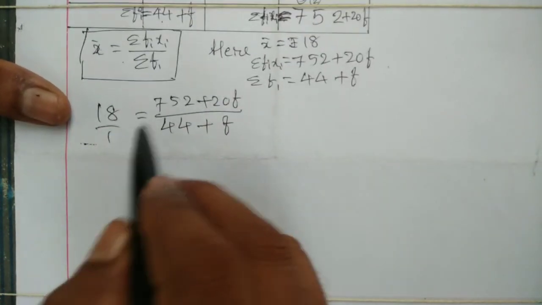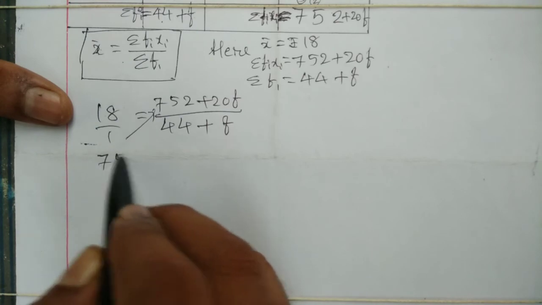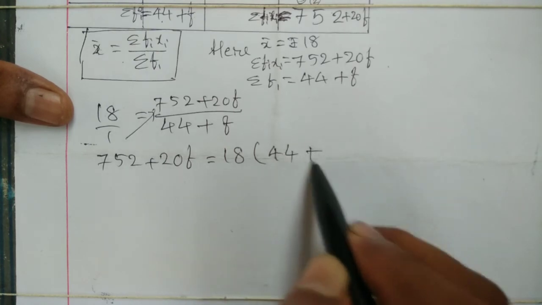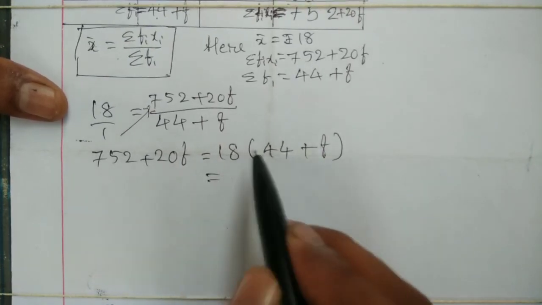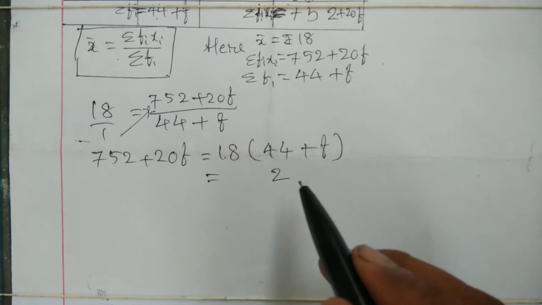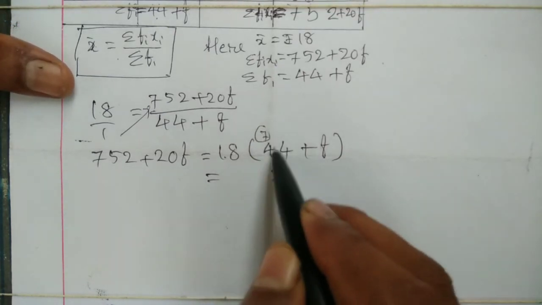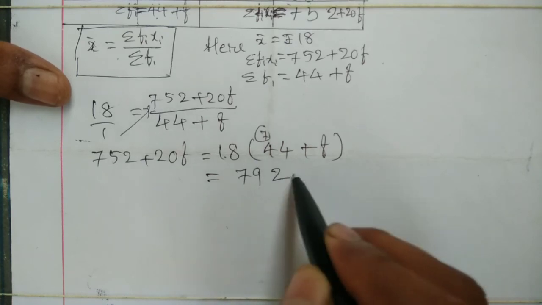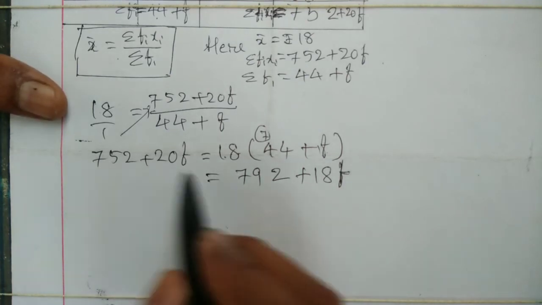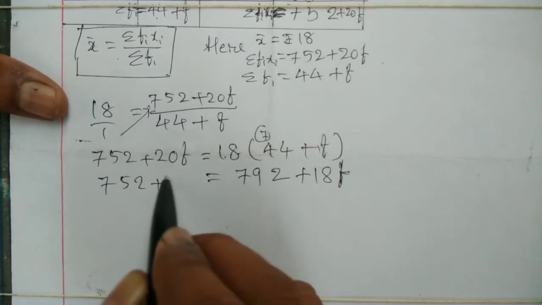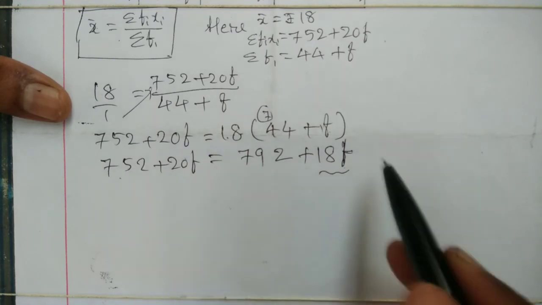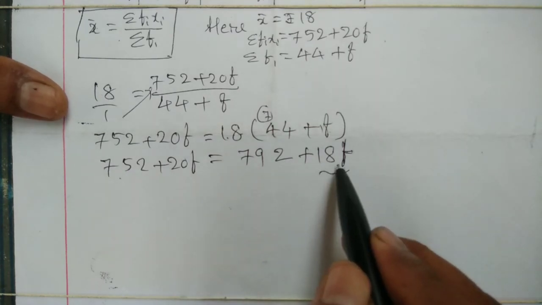Cross multiply. 752 plus 20f is equal to 18 into 44 plus f. 18 4s are 72, 792, plus 18 1s are 18f. So on LHS, 752 plus 20f. We have to transpose variables to the left side, constant terms to the right side. While transposing, those signs will change.